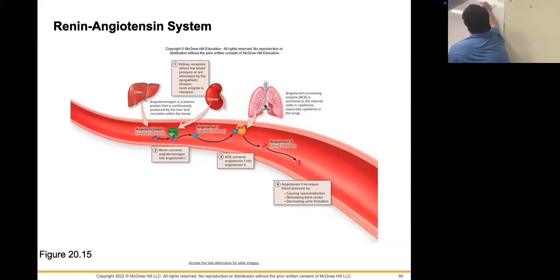It would increase the amount of ACE that we were producing, vastly increase the amount of angiotensin 2 that was getting produced, and then all of the other downstream effects of angiotensin 2. So this is what was causing those kinds of folks to run into issues to the point where they could die.